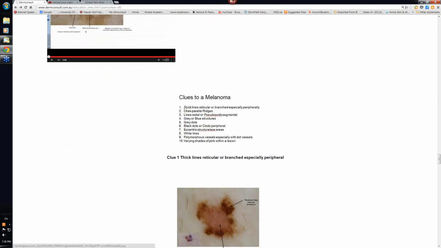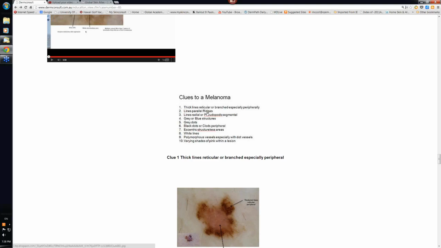These are the clues. Thick lines, reticular or branched, especially peripherally. So here you've got these thick lines peripherally. Enlarge this and have a look. But you've got the reticular, a net-like pattern with thickened, darkened lines here.